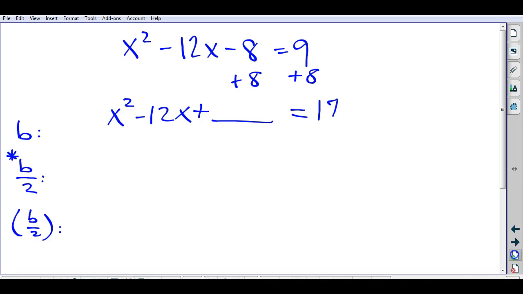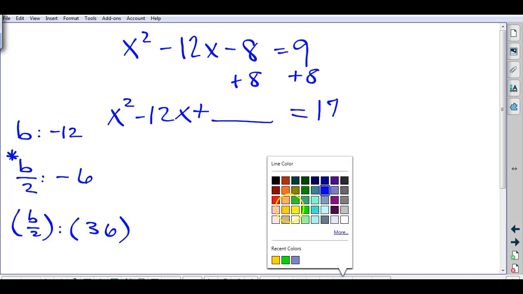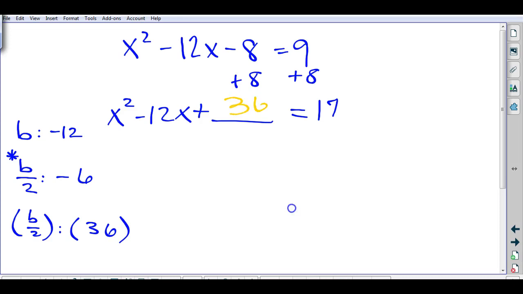Y'all, what's the b value? Negative 12. What's half of -12? -6. And -6 times -6? Positive 36. So the value that is squared is going to go in that blank. And what do we put over here? Same exact value.